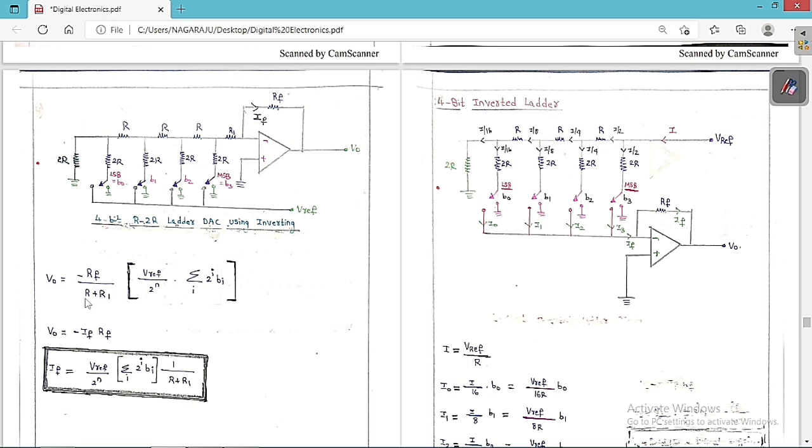So finally the output voltage is Vx, which is V reference by 2 to the power of n into the decimal equivalent of the binary input, multiplied by the gain, minus Rf by R plus R1. So then what is the output voltage?